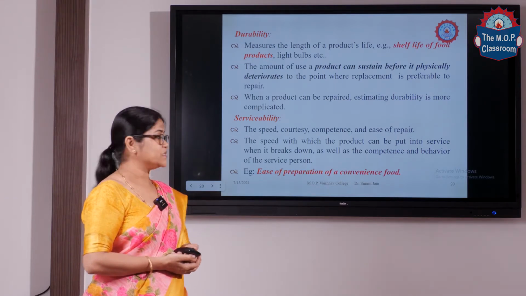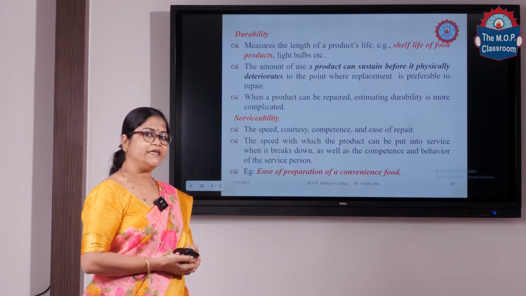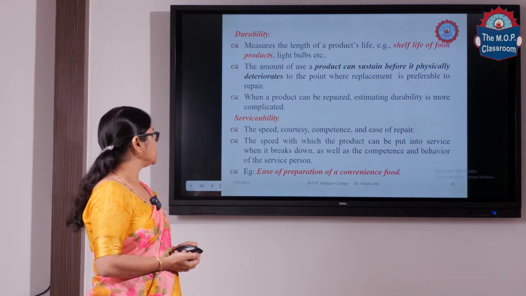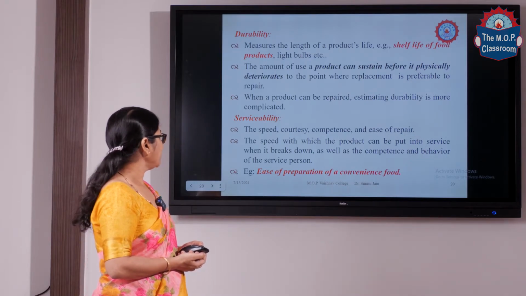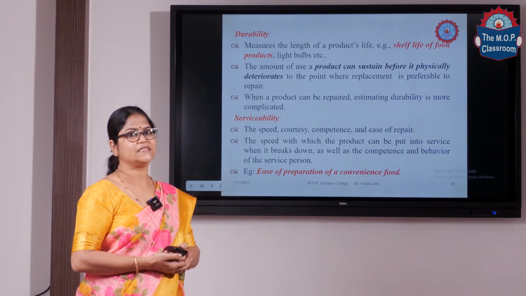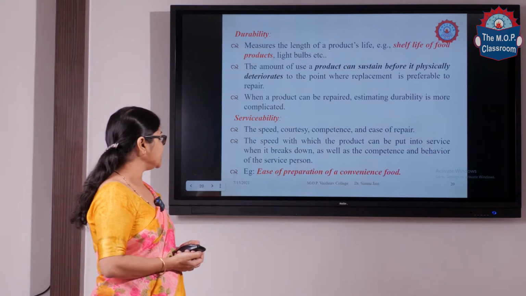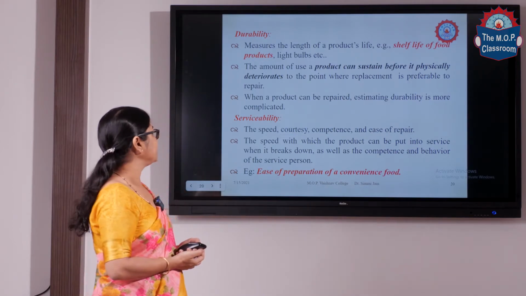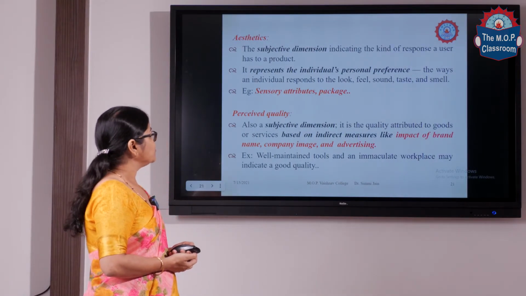Serviceability. The speed, courtesy, competence, and ease of repair define serviceability. The speed with which the product can be put into service when it breaks down, or the competence and behavior of the service person, are very suitable examples of serviceability of a product. In the food industry, the ease of preparation of a convenience food is a very suitable example of serviceability.